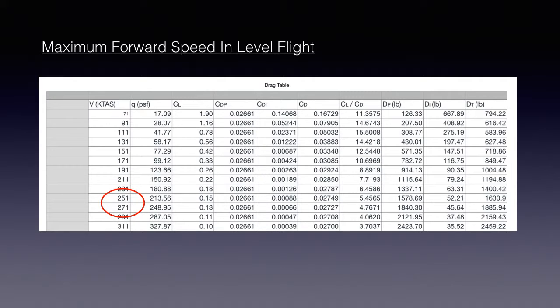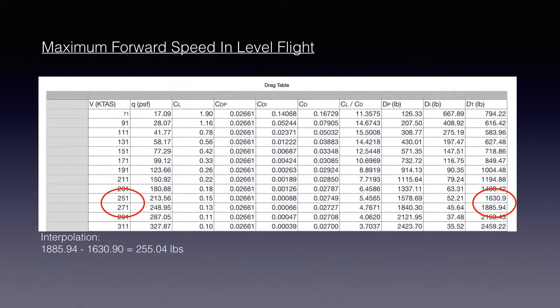So we know from our chart that we were looking at 267 knots, which falls in between the 251 and the 271. And if you come over to the right-hand side, the total drag is in between 1885.94 and 1630.9. So we know that our numbers fall within this range. So what we need to do is go back to, I believe it was module 1, and interpolate the data in between these two rows.